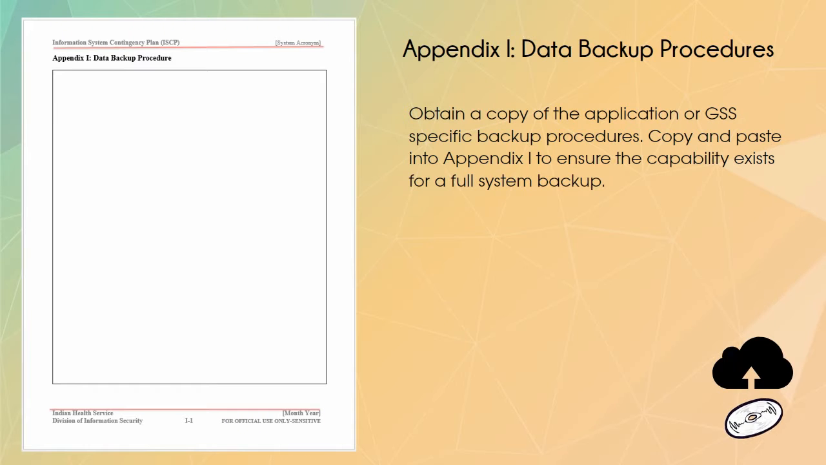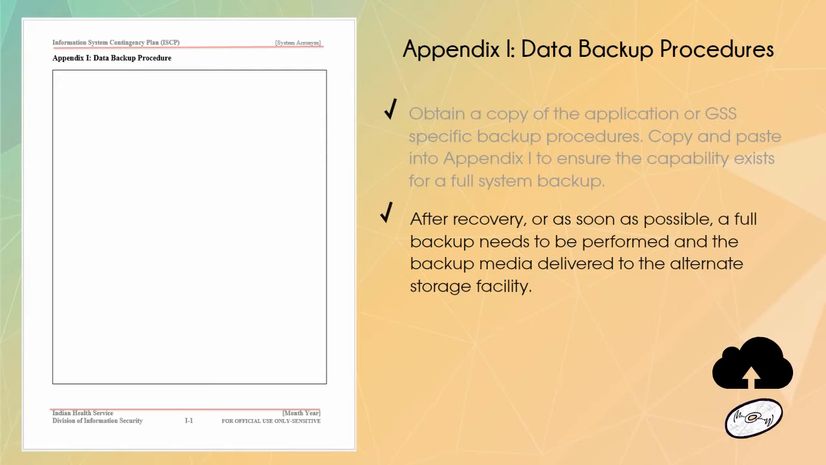Appendix I, Data Backup Procedures. Obtain a copy of the application or GSS-specific backup procedures. Copy and paste into Appendix I to ensure the capability exists for a full system backup. After recovery, or as soon as possible, a full backup needs to be performed and the backup media delivered to the alternate storage facility.